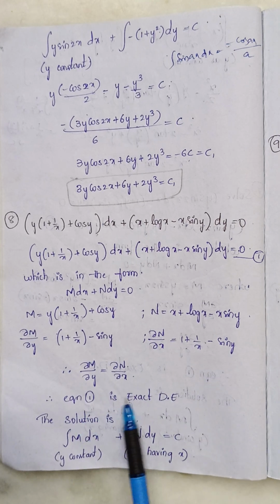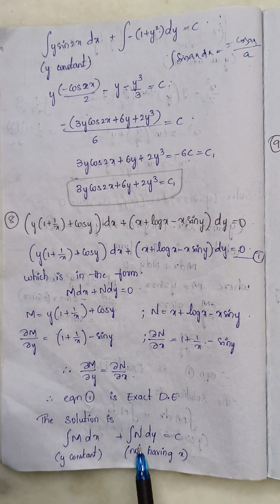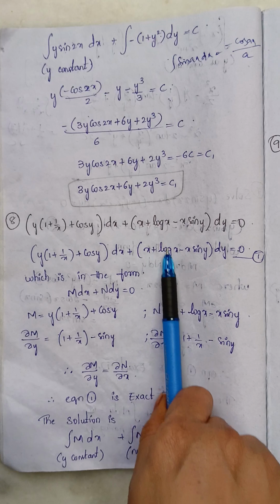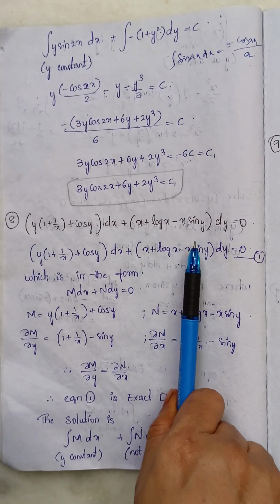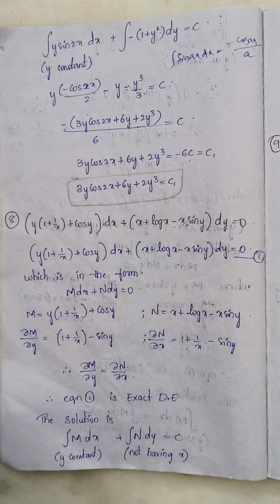Both are equal, in the sense that it is exact, and the solution is the same. Take m as it is, and in n we take only the terms not having x. Here we should not take the x terms, and here also there is an x term. So there is no term which does not contain x. That's why it is simply 0.